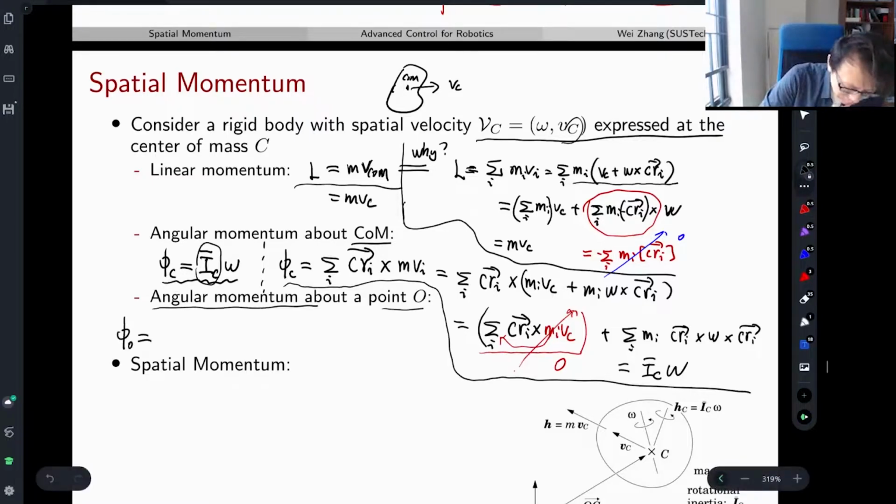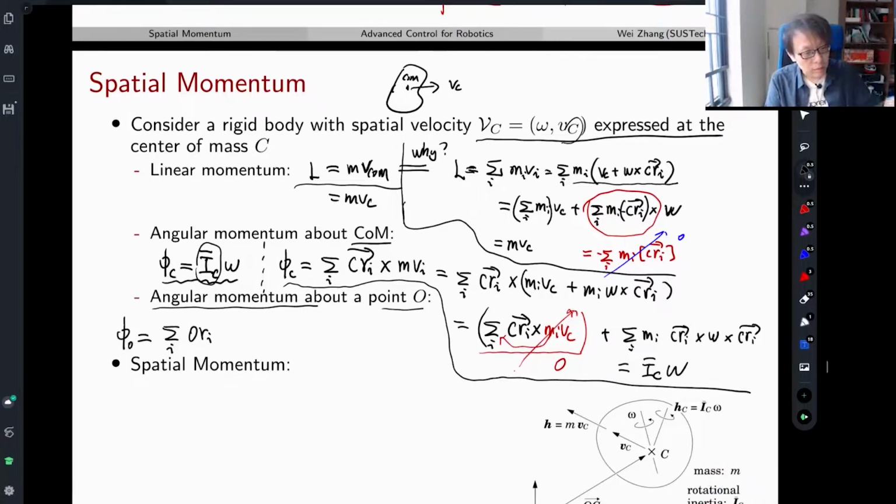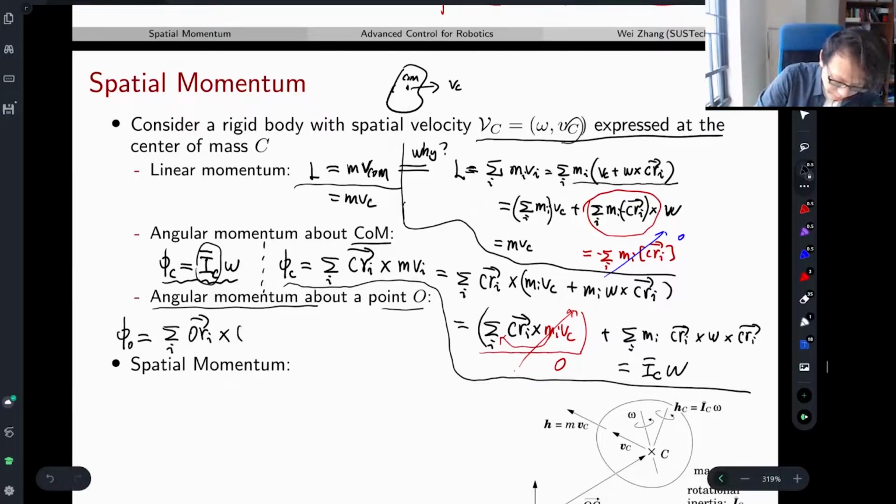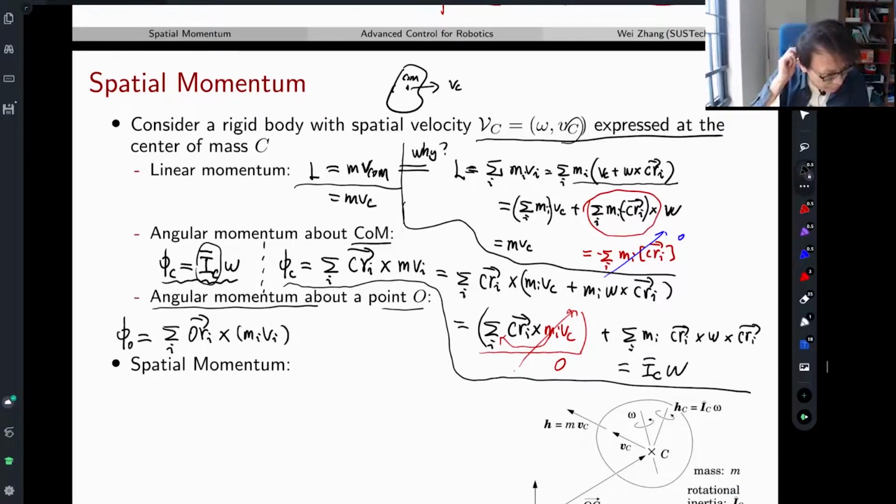Now the inertia becomes, by definition, still the summation over i of OR_i, now your reference point changed from C to O, cross m_i v_i, that's the linear momentum of each particle. Maybe that will give you a homework. I don't want to go through these steps, just follow similar steps. You'll find out, of course, you need to introduce some intermediate variables.